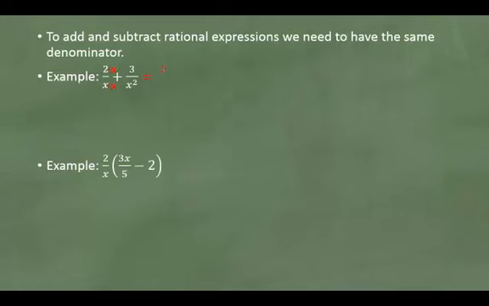So really we have 2x over x squared plus 3 over x squared. And now that we have the same denominator, we can add straight across. 2x plus 3 in the numerator over x squared in the denominator.